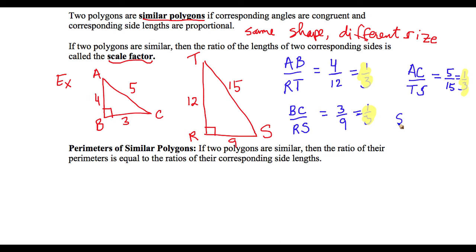So the scale here is 1 to 3. That's the scale factor. And we can say that triangle ABC is similar, and this is the similarity symbol, the squiggly line, to triangle TRS. So again, what it means for objects to be similar is for them to be the same shape. In other words, their angles are congruent, but they have different sizes, and how big those sizes are compared to each other is called the scale factor.